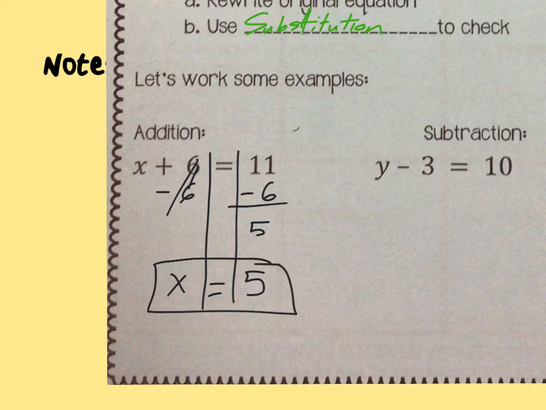Now let's check. I'm going to take this 5 and put it back into the original equation. What is 5 plus 6? Oh, it's 11. I did it right. So that's how you can check to see if you get it correct: use substitution. You substitute that number back in.